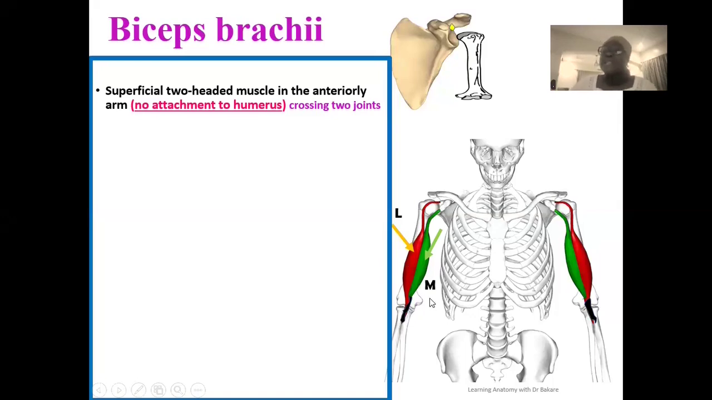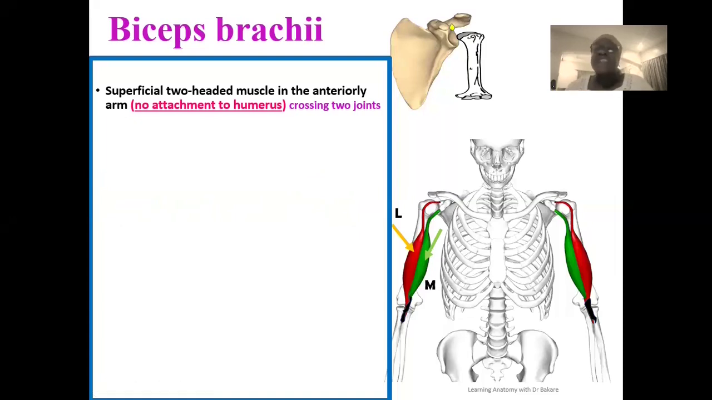So you see that this biceps brachii, even though it is located in the anterior compartment of the arm region, where the humerus forms its bony landmark, is not inserted on the humerus. So you see it crossing two joints, which are the shoulder joint and also the elbow joint.